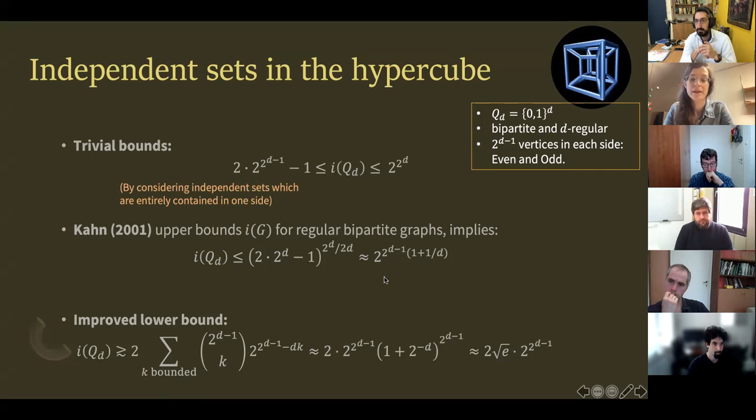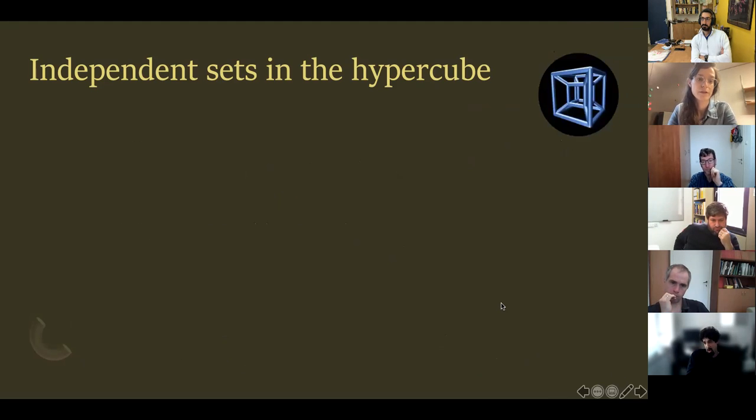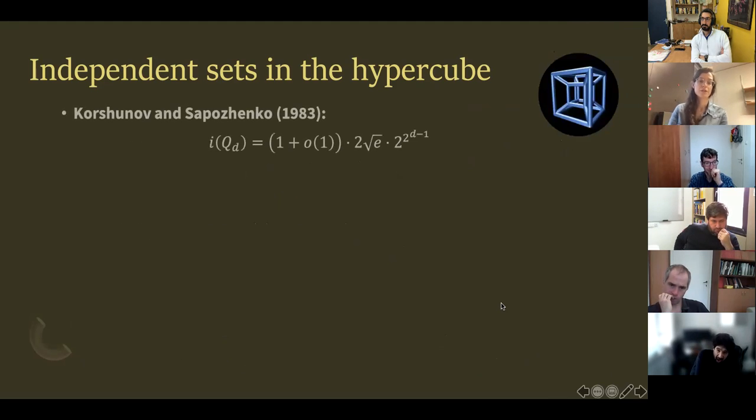Okay, so now we have new upper and lower bounds, and the question is which one is closer to the truth? Very surprisingly, perhaps, it was shown that the truth is in the lower bound. A very classical result of Korshunov and Sapozhenko from the 80s tells us that the total number of independent sets is approximately what we get in the lower bound: 2 times square root of e, times 2 to the 2 to the d minus 1.